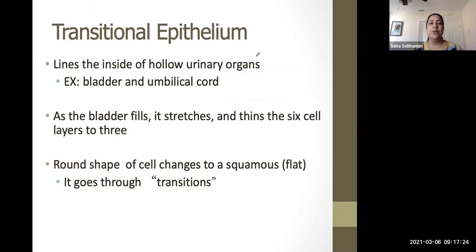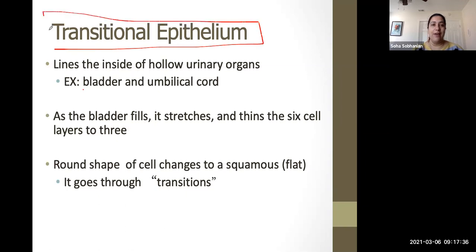I don't need you guys to know the transitional epithelium in detail. The only thing that I need you guys to know about transitional epithelium is the location. Literally, all I need you guys to do, highlight this for yourself. If you hear transitional epithelium and where you can find it, the answer would be bladder.